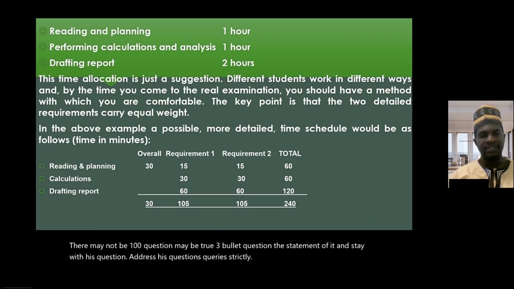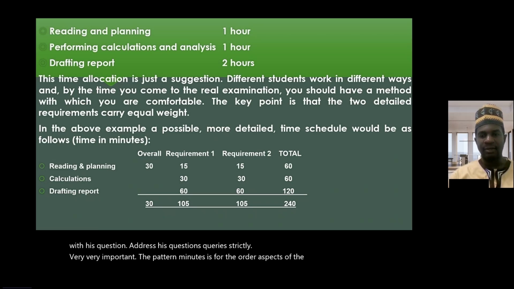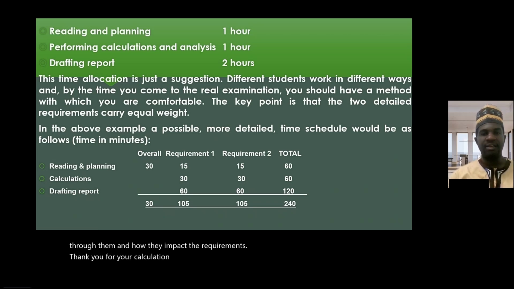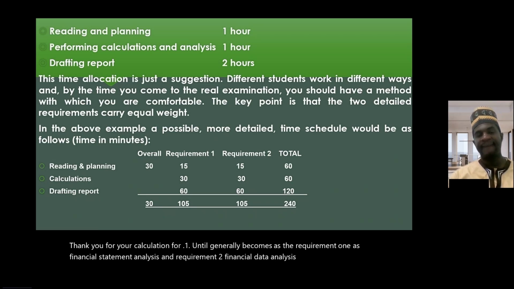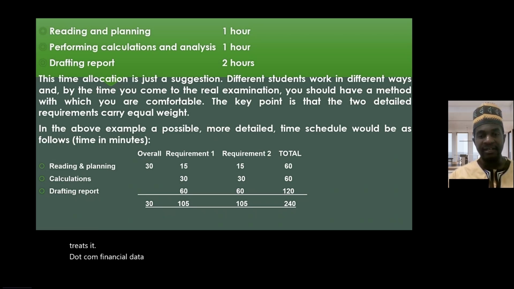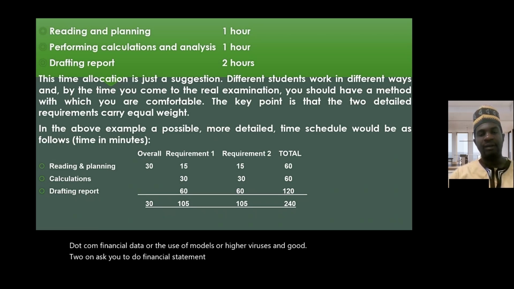Very, very important. The 30 minutes is for the other aspects of the paper. Read through them and how they impact the requirements. Then you begin your calculation for requirements 1 and 2. Generally, he comes at requirement 1 as financial statement analysis and requirement 2 as financial data analysis. And sometimes he twists it. Requirement 1 can come as financial data or the use of models or IFRSs, and requirement 2 asks you to do financial statement analysis with additional questions he attached to it. So just organize your thoughts and put them together.